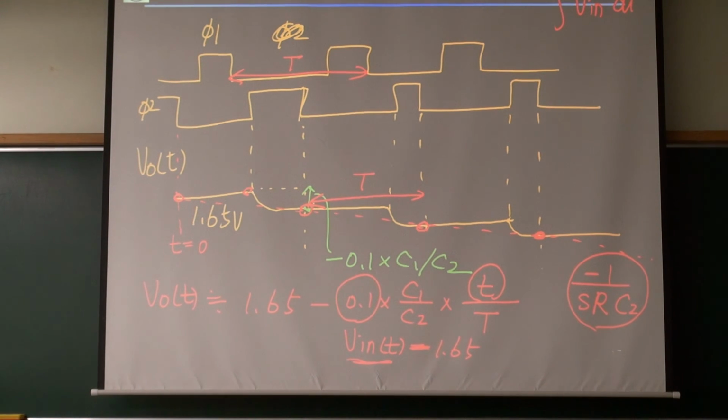So let's compare this one. This integration is 1 over S, and 1 over S is just integration, right? So I have a C2 there. Then what's R? My R is just T over C1, right? This VIN 0.1 is my VIN, right? So my switched resistor, T over C1, is my equivalent resistor here. Question?